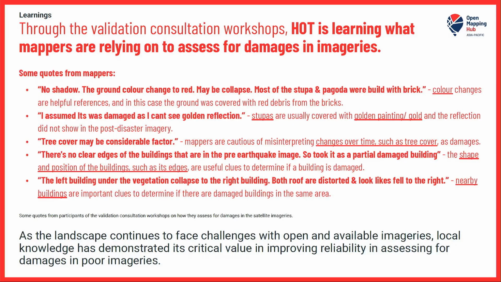So just some words from our quotations from our Myanmar mappers. This is very interesting, the second one. I assumed it was damaged as I can see golden reflection. It's a very localized context wherein they know that stupas are usually covered with golden painting. So since they didn't see the reflection, they know that there is damage. All right. So these are the things that they have realized.